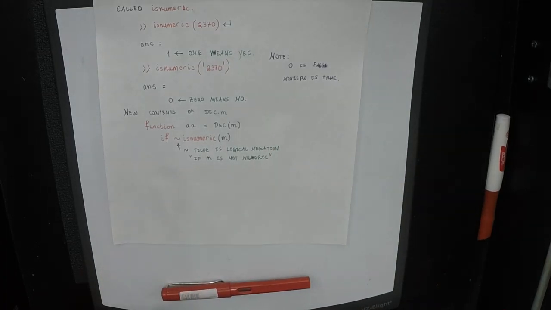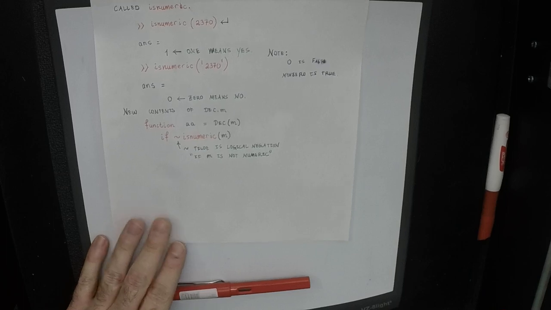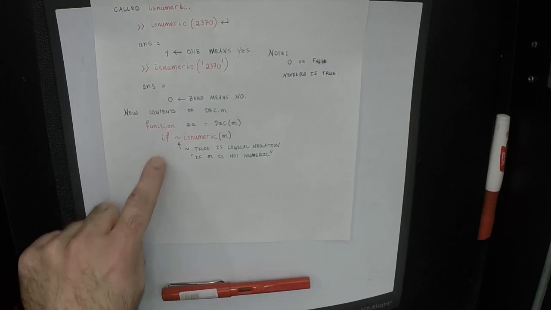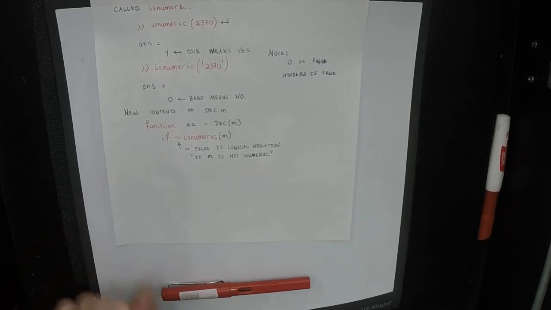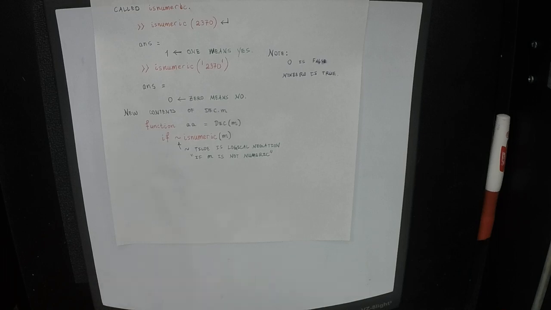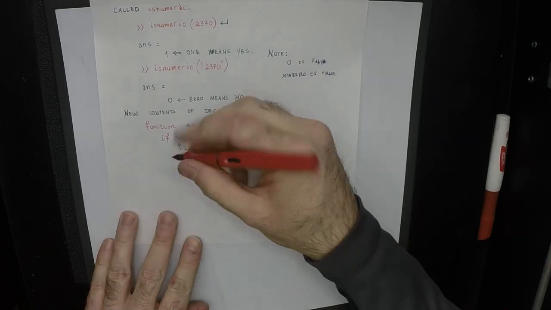It will, but it's bad style. Got it. So if is numeric, if not is numeric of M, then what should we do? Error. Right, we should make an error.